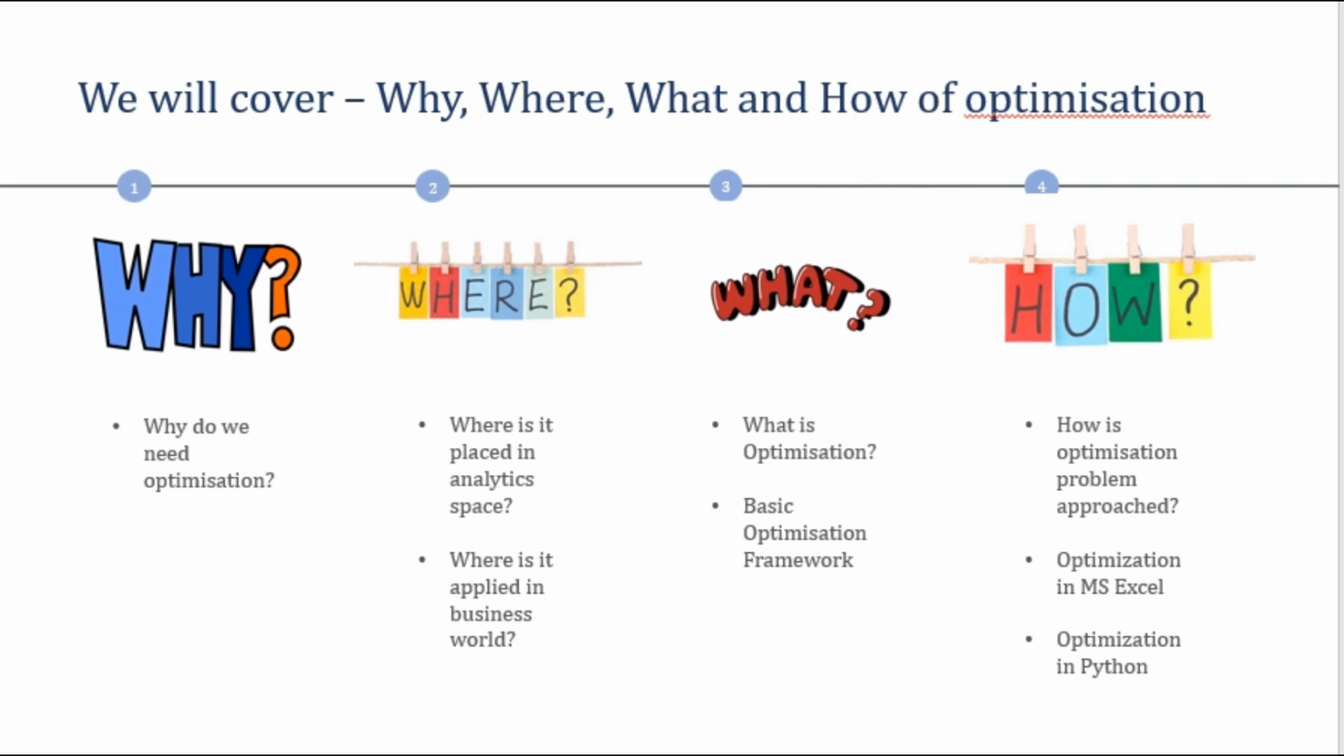We'll also cover where optimization fits into the AI/ML space and how it is different from AI/ML. We'll also cover where it is applied in the business world. Next, we will take what is optimization, the basic optimization framework, and we will discuss common tools used to solve optimization problems, including both open source and commercial solvers.